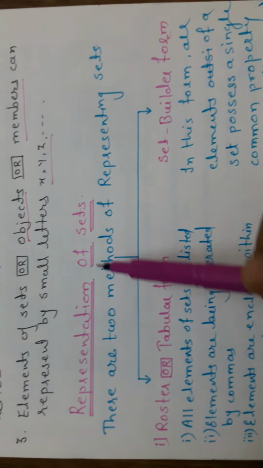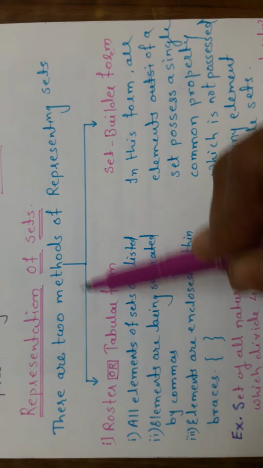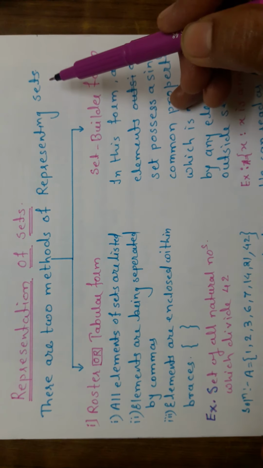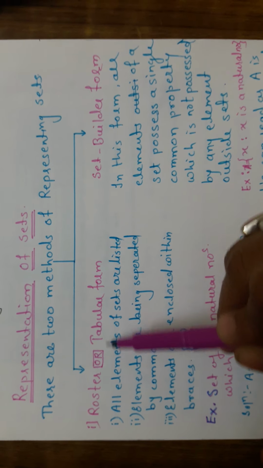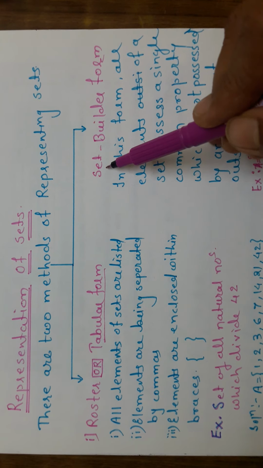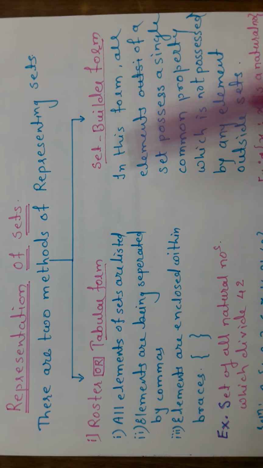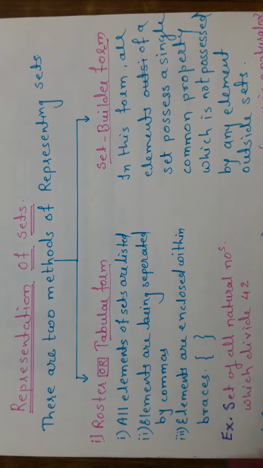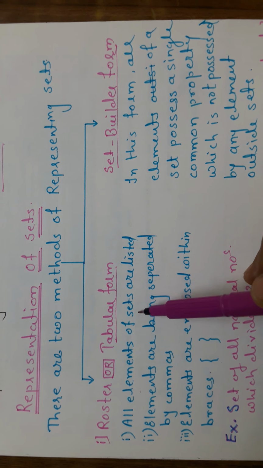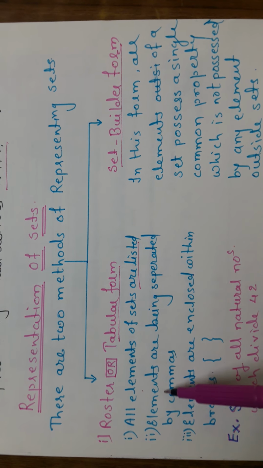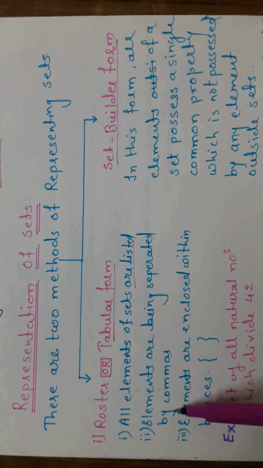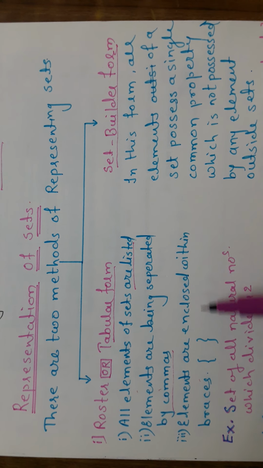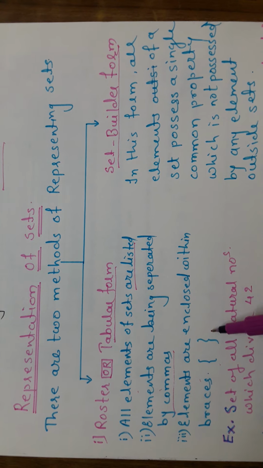Next topic, representation of the sets. There are two methods of representing the sets. One is the roster or tabular form and second is the set builder form. Then what is the roster or tabular form? All elements of the set are listed. Elements are separated by commas. Elements are enclosed within braces, that is curly brackets.